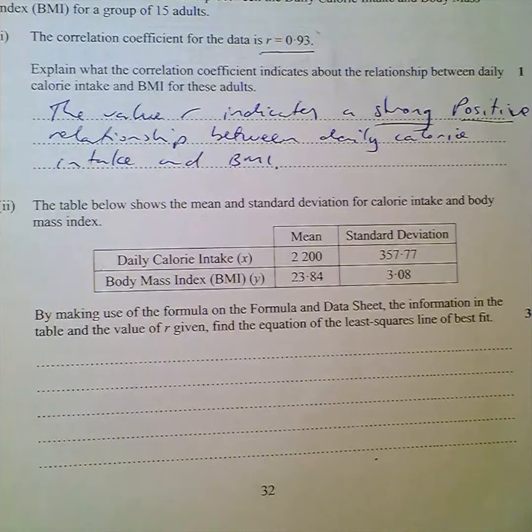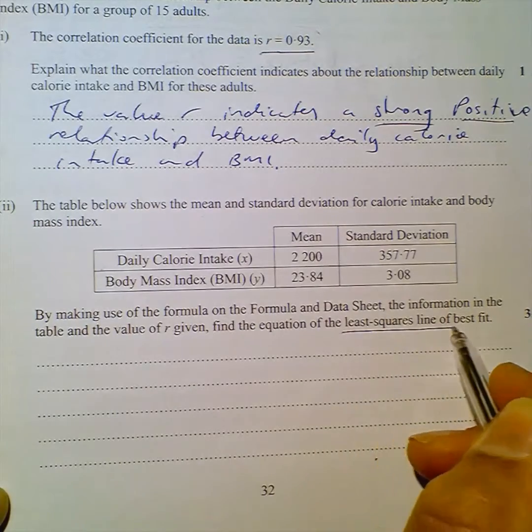Part 2 of question 30b. The table below shows the mean and standard deviation for calorie intake and body mass index. By making use of the formula on the formula and data sheet, the information in the table and the value of R, which is the correlation coefficient, find the equation of the least squares line of best fit.